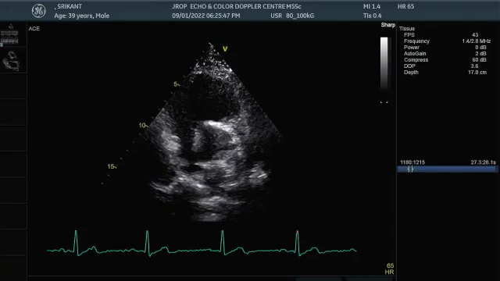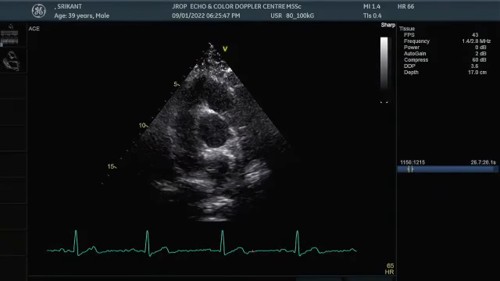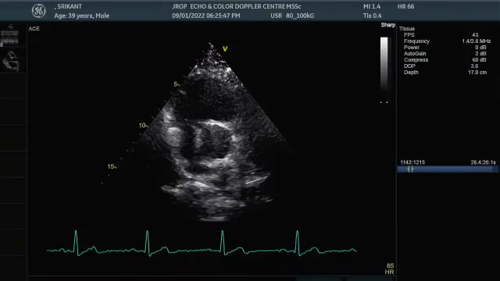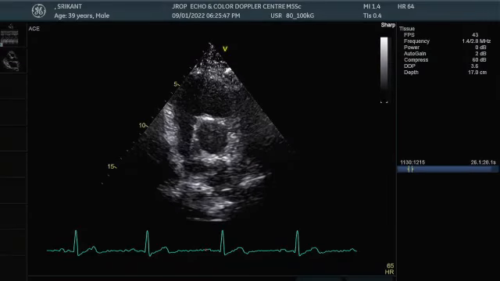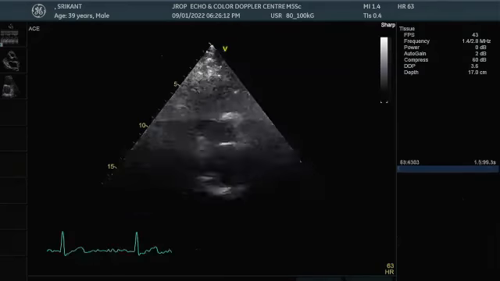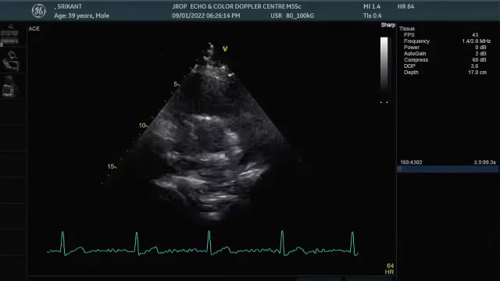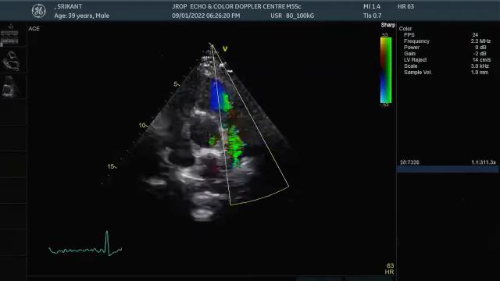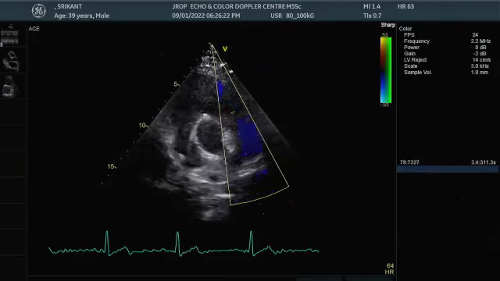Fortunately, we could see very good coronary arteries in this subject. Now I am zooming it up. Now you can see left main coronary artery seen over here. Then at this point, what we do, we look for pulmonic flow. This is what the pulmonic flow is.